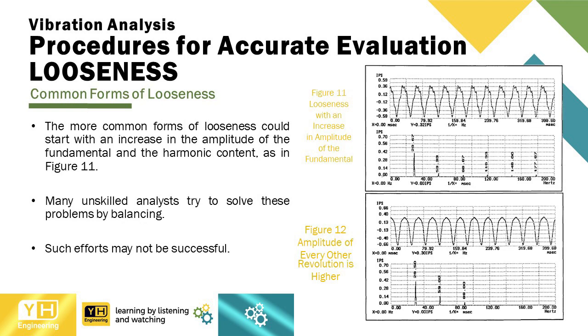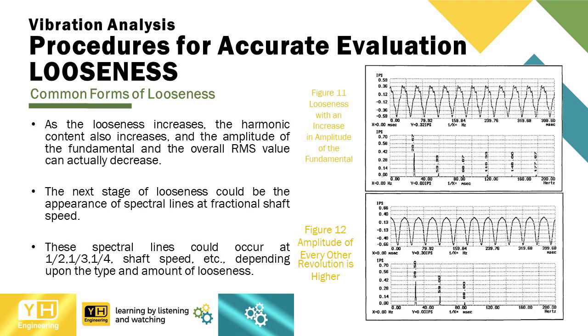Vibration analysis. Procedures for accurate evaluation. Looseness. Common forms of looseness. The more common forms of looseness could start with an increase in the amplitude of the fundamental and the harmonic content, as in Figure 11. Many unskilled analysts try to solve these problems by balancing. Such efforts may not be successful. As the looseness increases, the harmonic content also increases, and the amplitude of the fundamental and the overall RMS value can actually decrease. The next stage of looseness could be the appearance of spectral lines at fractional shaft speed.